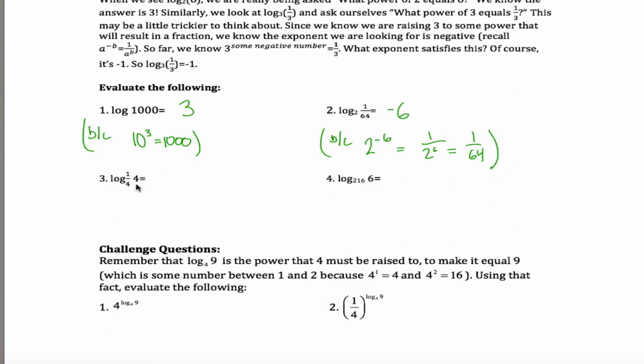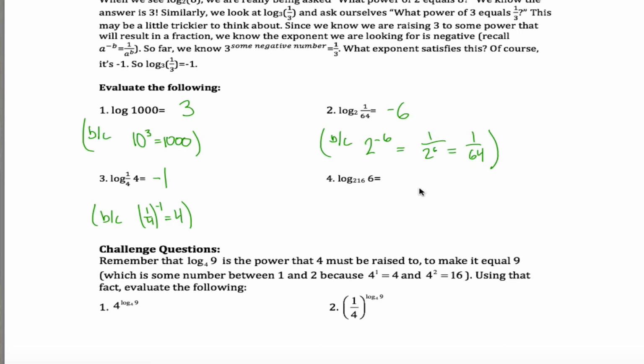Log base 1/4 of 4. That's asking you to what power must you raise 1/4 to change it into a 4? And the answer to that is -1, and the logic there is 1/4 to the -1 power is equal to 1 over 1/4, which is equal to 4.